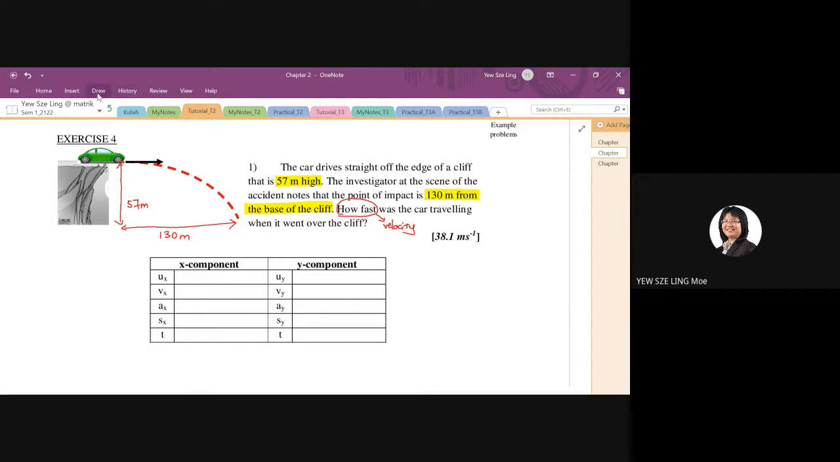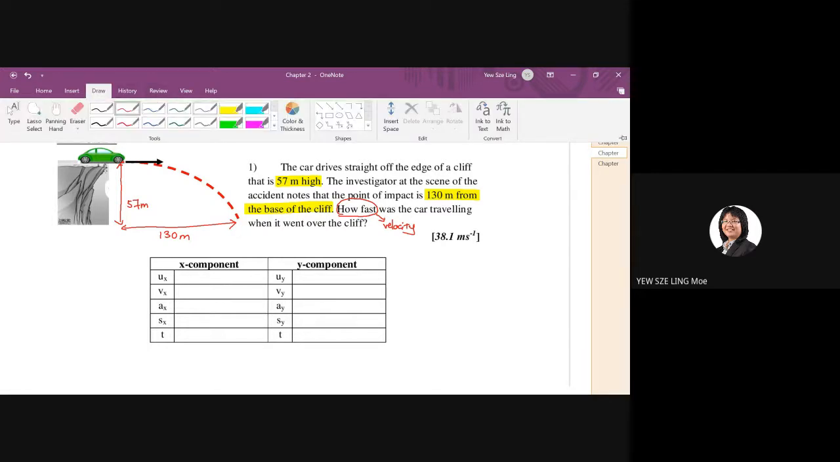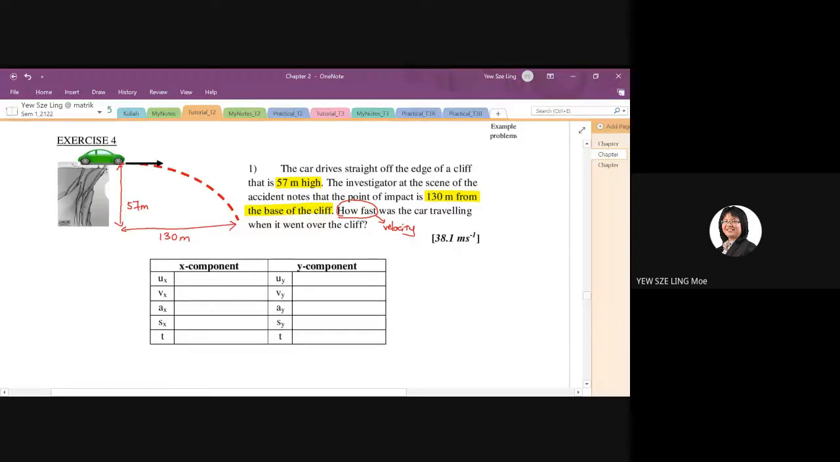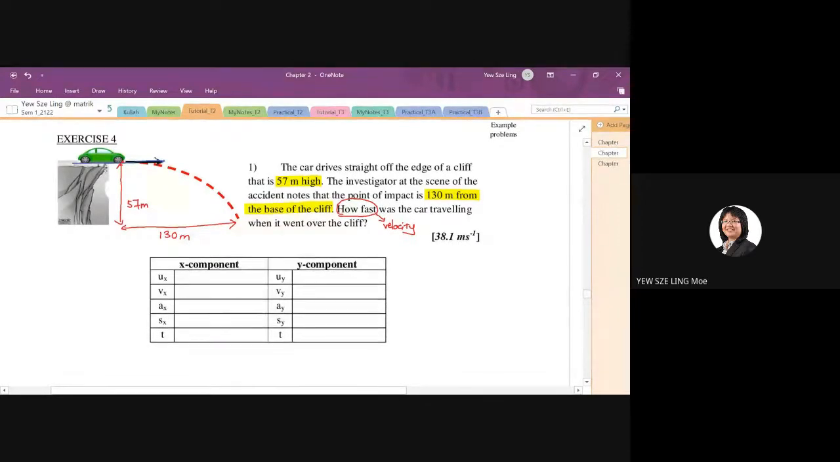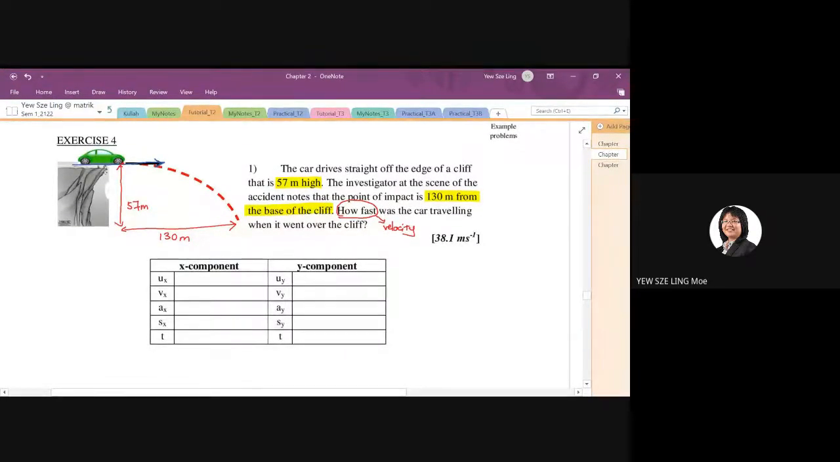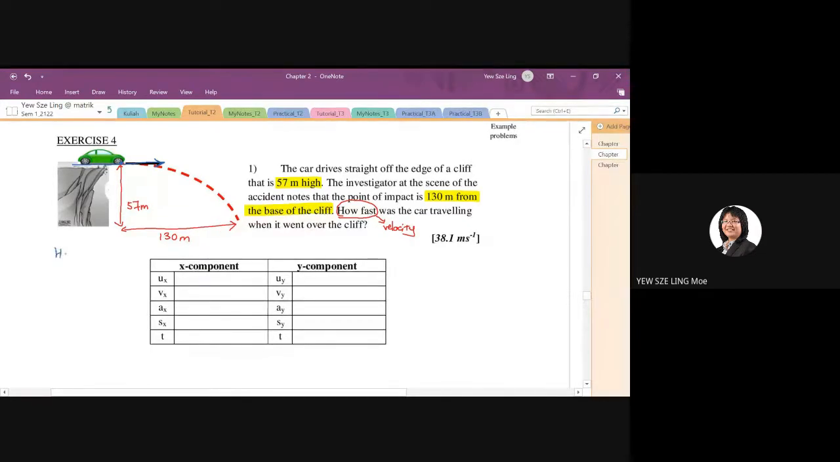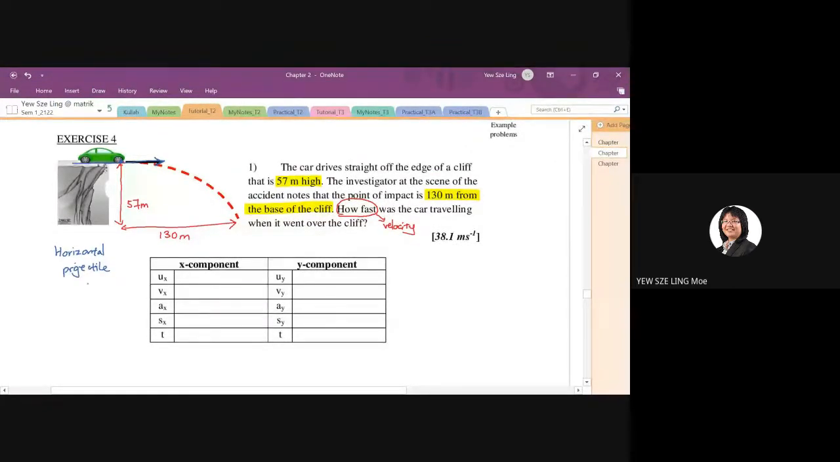Why? Now let's go back to the diagram. We know that the direction of motion, which is the direction of velocity, is the tangent to the curve. So initially your car is moving horizontally. The initial direction, the direction at the moment when it leaves the cliff, is going to the right. So this example actually belongs to horizontal projectile motion.